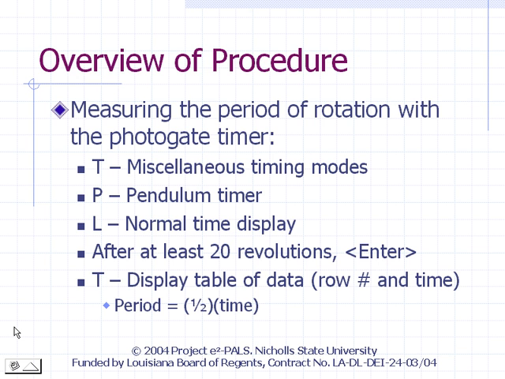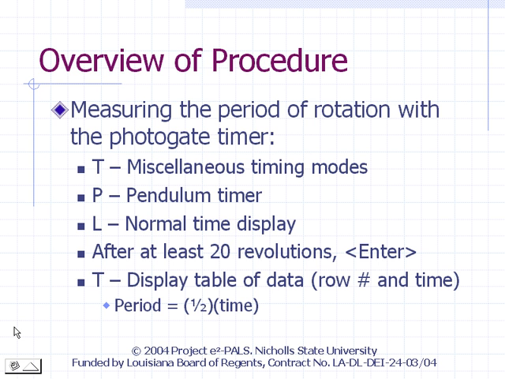With the Centripetal Force apparatus rotating at the appropriate speed, you can measure the period by selecting the following sequence of menu options in the PhotoGate timing program. At the main menu, press T to select miscellaneous timing modes. Then press P to select the pendulum timer. The program records the intervals between the times when the detector is blocked. Since it assumes it is collecting data for a pendulum, which will block the PhotoGate twice every cycle, the period it will report is twice the actual period of your Centripetal Force apparatus. Press L to select normal time display.